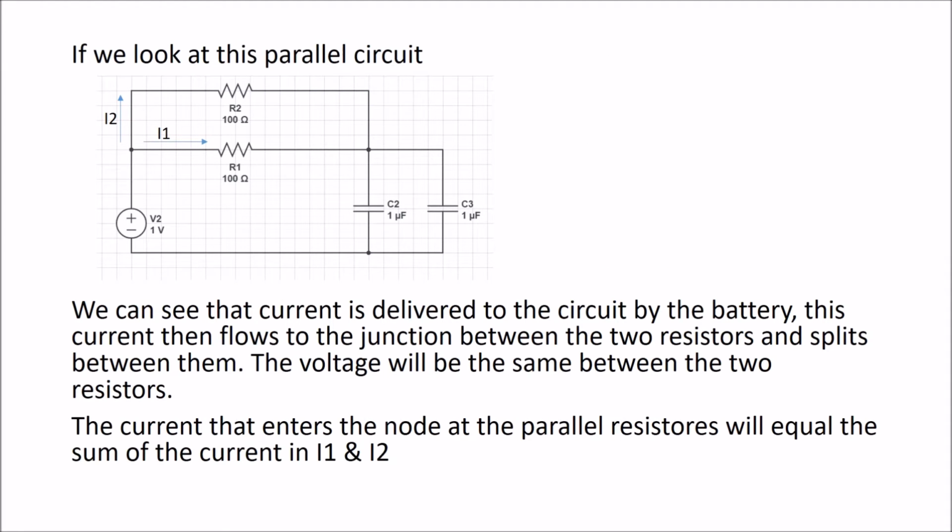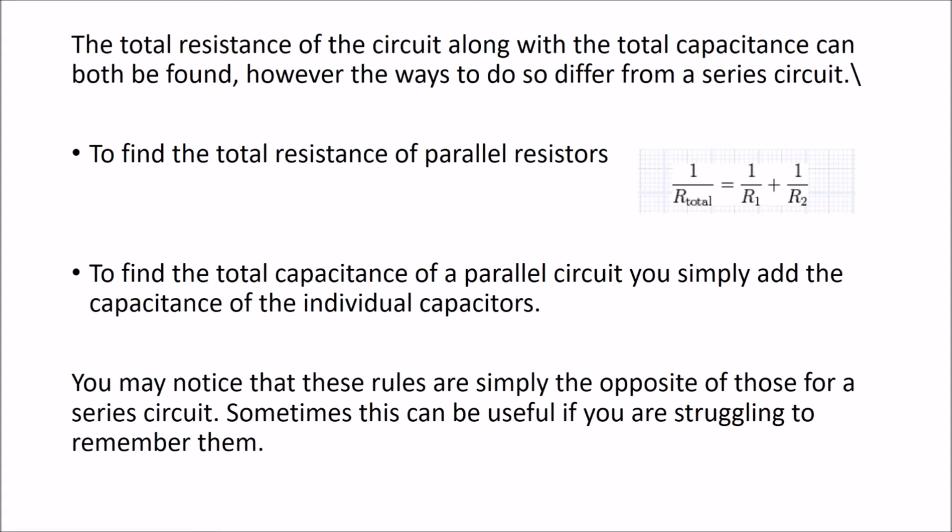If we look at this parallel circuit, we can see that the current is delivered to the circuit by the battery. This current then flows to the junction between the two resistors, and splits between them. The voltage will be the same between the two resistors. The current that enters the node at the parallel resistors will be equal to the sum of the currents in I1 and I2. The total resistance of the circuit, along with the total capacitance, can both be found, however the ways to do so differ from a series circuit.